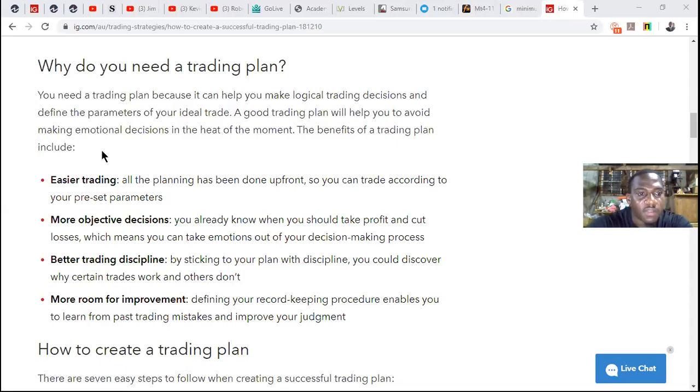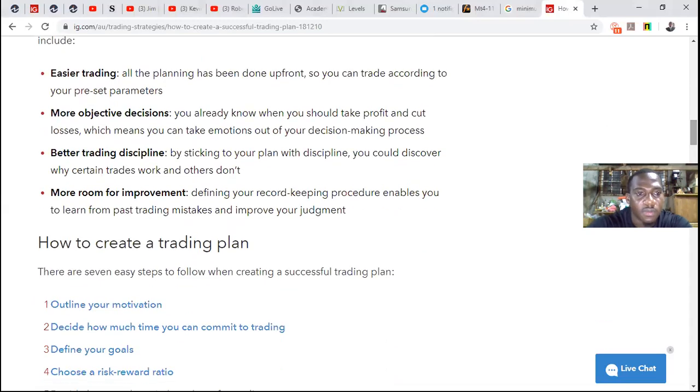Right, so the benefits of a trading plan include easier trading. All the planning has been done up front, so you can trade according to preset parameters. All you gotta do is wait on the market, identify what you're looking for, and execute. Once you have that plan in place, you make more objective decisions. You already know when you should take profit and cut losses, which means you can take emotions out of your decision making process.